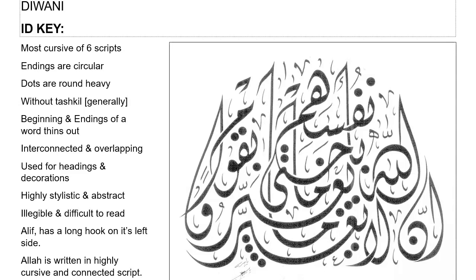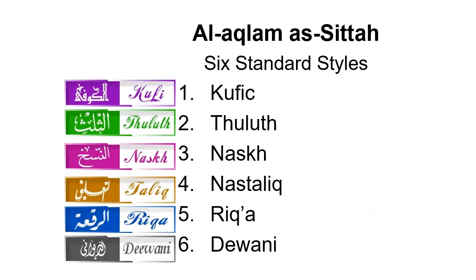Here are again the Aqlam Sitta, the 6 standard styles: Kufic, Sulus, Naskh, Nastaliq, Riqa, Diwani. And I will show you a few more examples. Let's test your knowledge, what you actually have learned. If you have watched all of the previous calligraphy videos that I've talked about on these 6 scripts, you should be able to recognize all these patterns, okay?